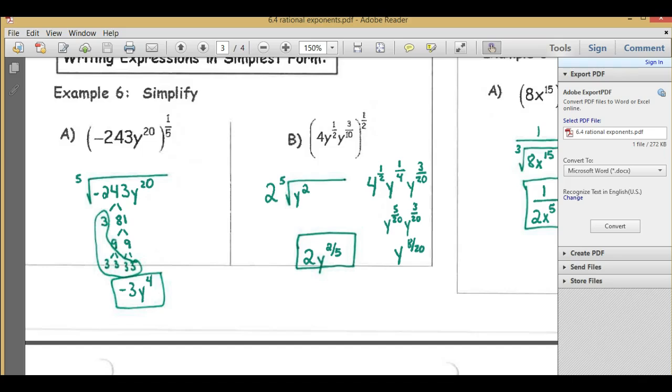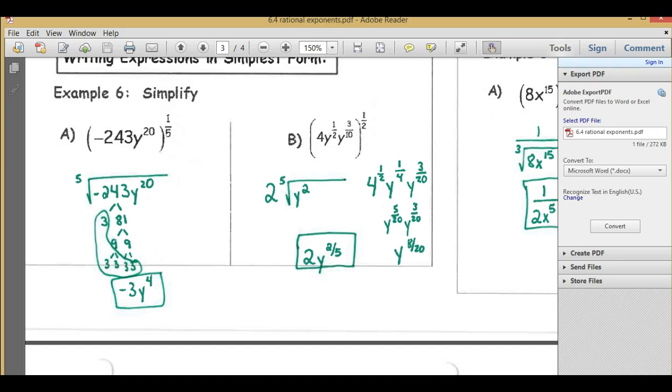Now, I did put the y to the 20th under the radical. Would you have to? No, because you could distribute that, and you know 20 divided by 5 is 4. But again, I think a lot of you find it easier if it's under the radical, so that's going to be your choice. And then again, 20 divided by 5, there you'll see is 4. So your answer is negative 3y to the 4th.